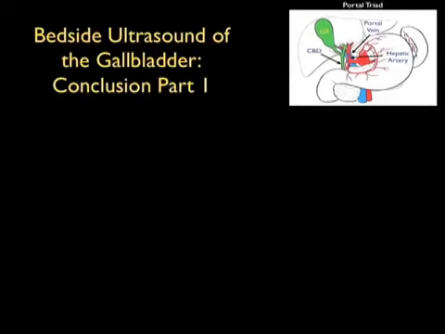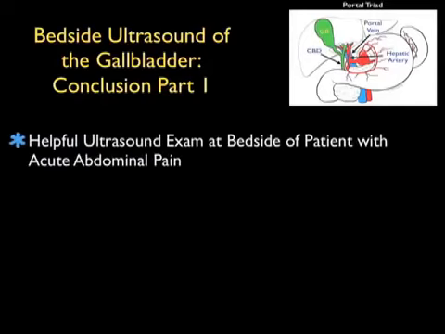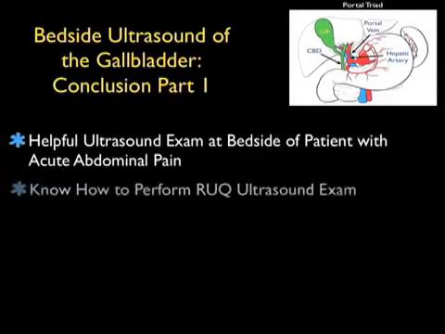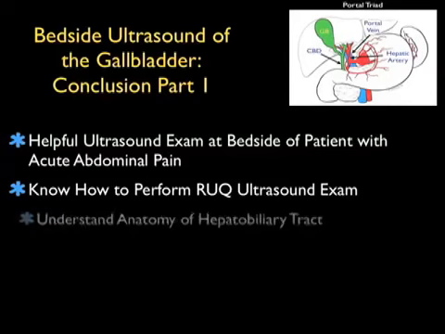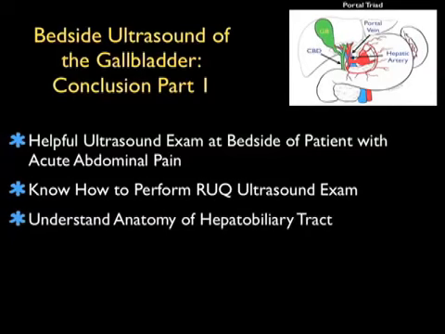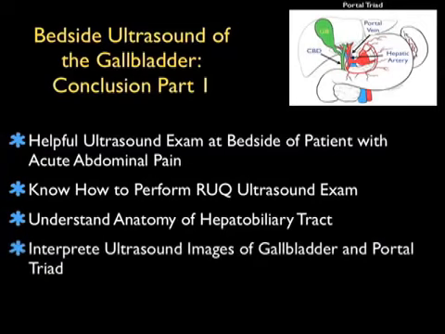My conclusion points for this SoundBites module going over part 1 of gallbladder sonography. Gallbladder ultrasound at the patient's bedside is a very helpful ultrasound exam in evaluating the patient presenting to the emergency department with acute abdominal pain. And hopefully through looking at this module, you know how to perform the right upper quadrant ultrasound examination and understand the anatomy of the hepatobiliary tract essential to bedside sonography. And also, by going through the footage, looking at the ultrasound imaging of the gallbladder and portal triad, you now know how to interpret the ultrasound images that you will obtain at the patient's bedside.